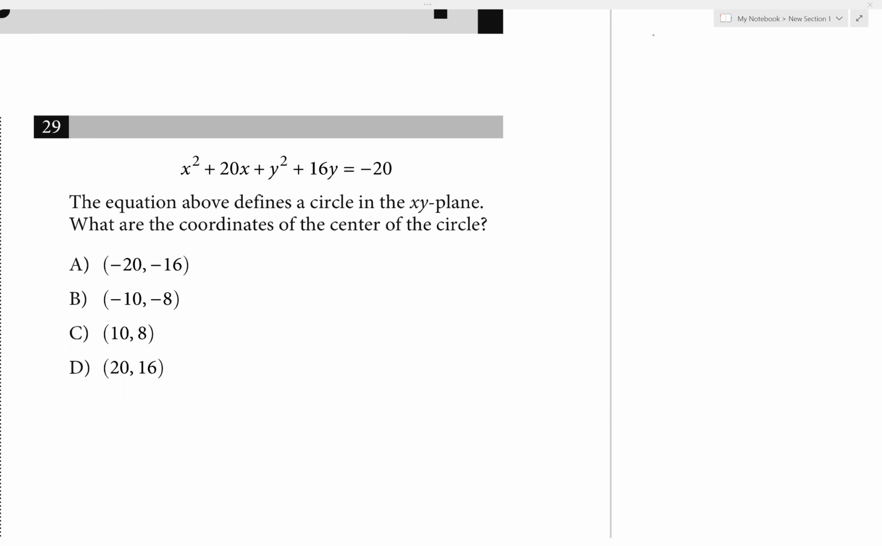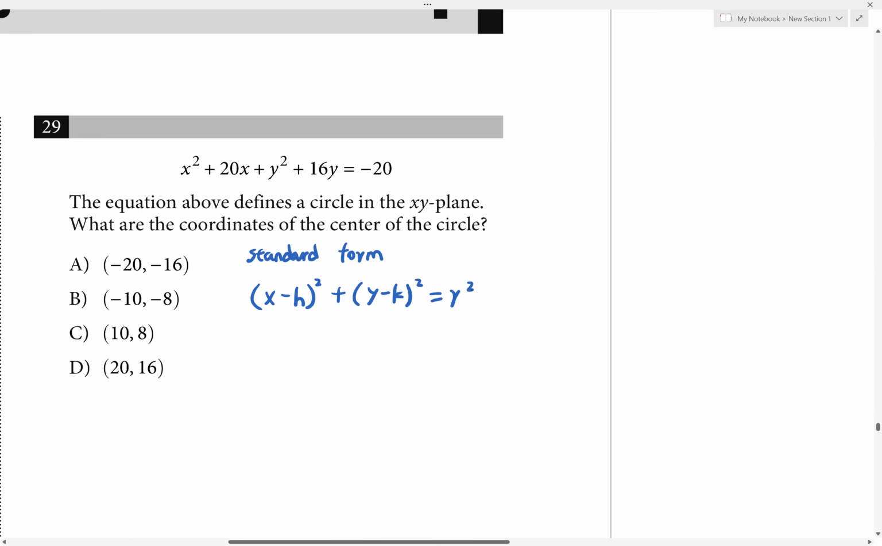Okay, so first, we've got to know the standard form. The standard form of the equation of a circle is going to be this here. Let me write this down. Standard form: (x - h)^2 + (y - k)^2 = r^2. If we have an equation in this form, it represents the graph of a circle. And then (h, k), the h and the k value, represents the center of the circle. So h is the x value of the center and k is the y value of the center, and r represents the radius of the circle.